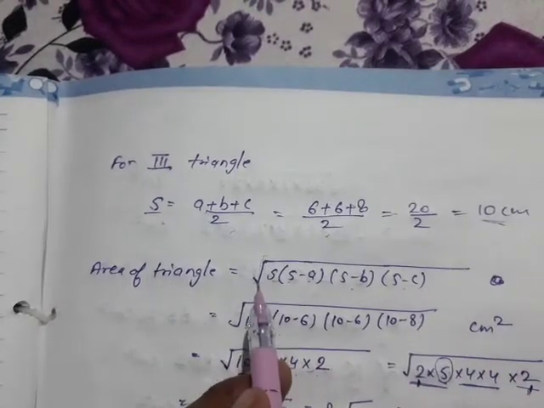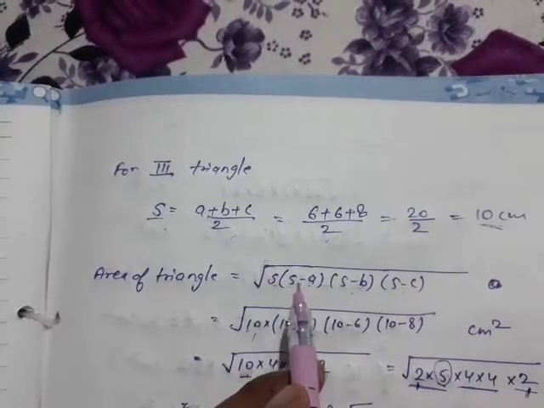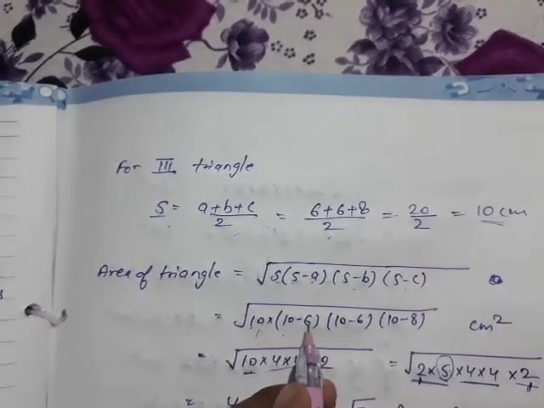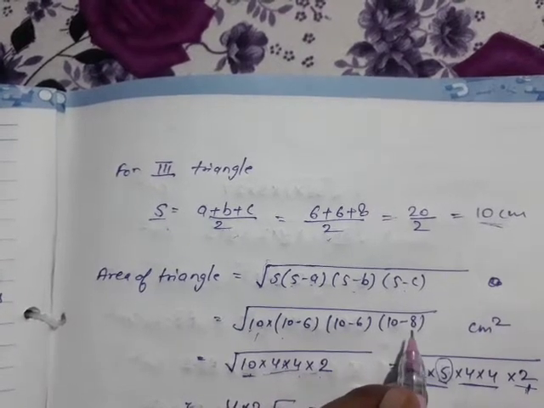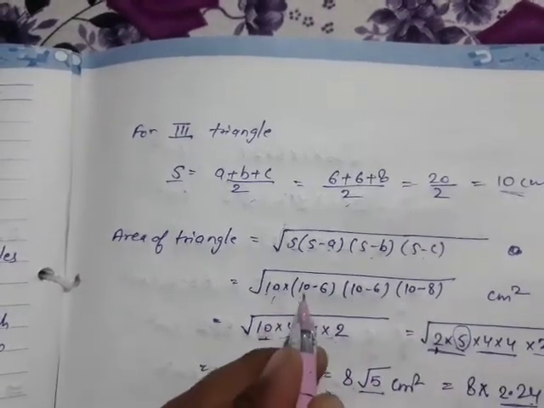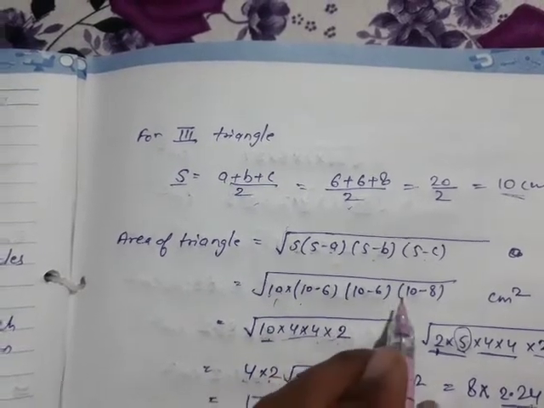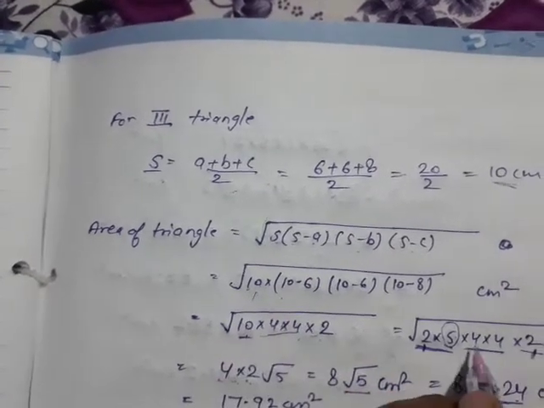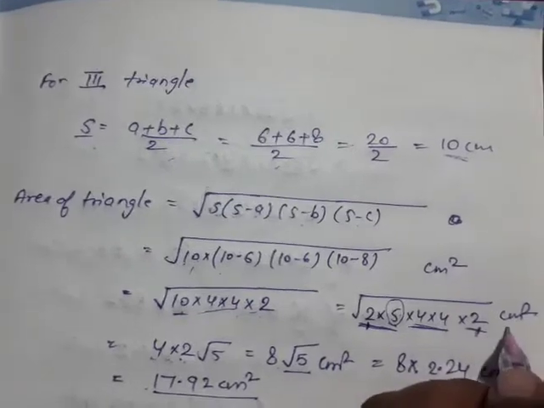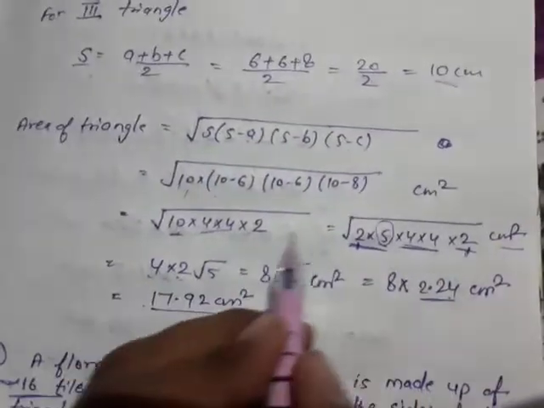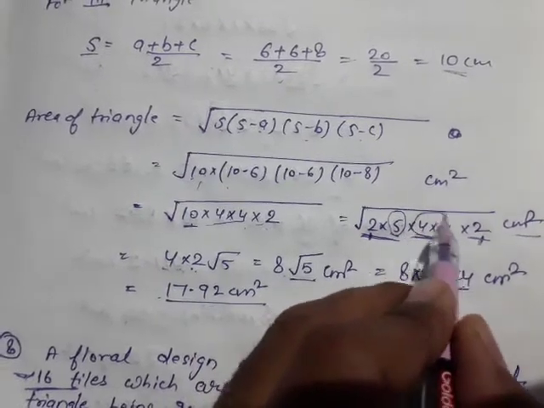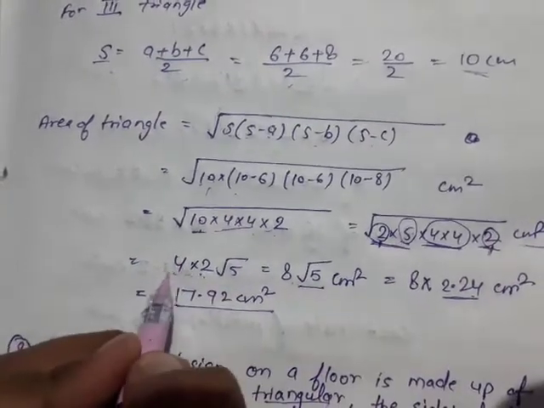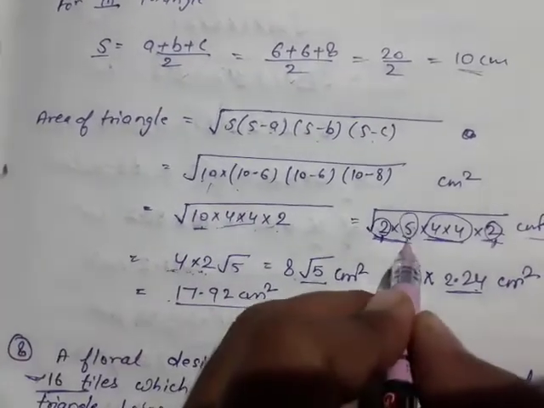So the area of the triangle, by using Heron's formula, is root of s into s minus a, s minus b, s minus c, where s equals 10. So 10 minus 6 for the first side, 10 minus 6 for the second side, 10 minus 8 for the third side. We get 10 into 4 into 4 into 2. 10 we can write as 2 fives are 10, then 4 into 4, then 2, in centimeter square. If we make pairs, 4 and 4 are a pair, so we write them outside the square root. 4 twos are 8, and inside the square root we get root 5.